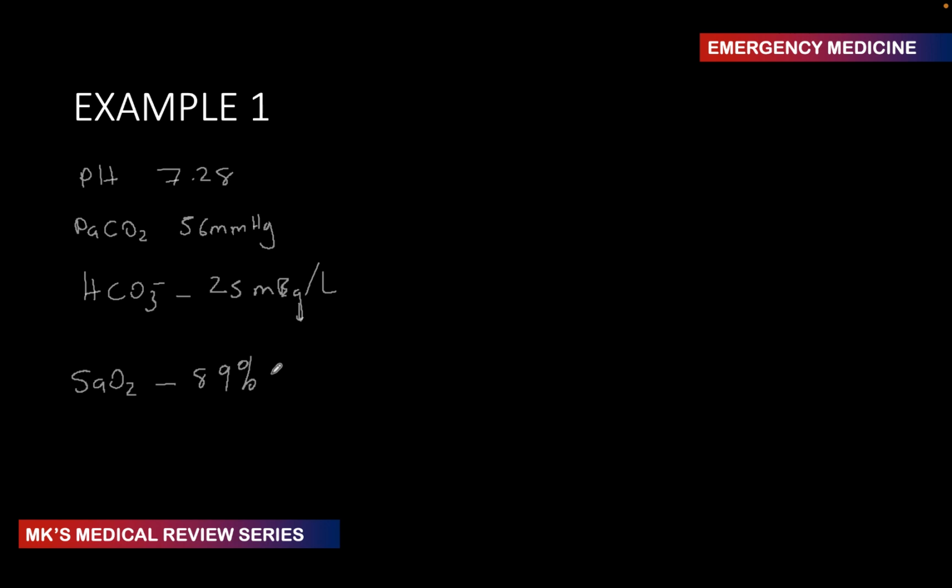Okay, so now let's work through this example. So remember, from our step 1, we first want to look at our pH. We determine, is the pH acidic or is it alkalotic? Remember, our normal range of pH is 7.35 to 7.45. So this one here, 7.28, is much less than this range. So it means that this person here has an acidosis. So that's step 1. We have an acidosis primarily.